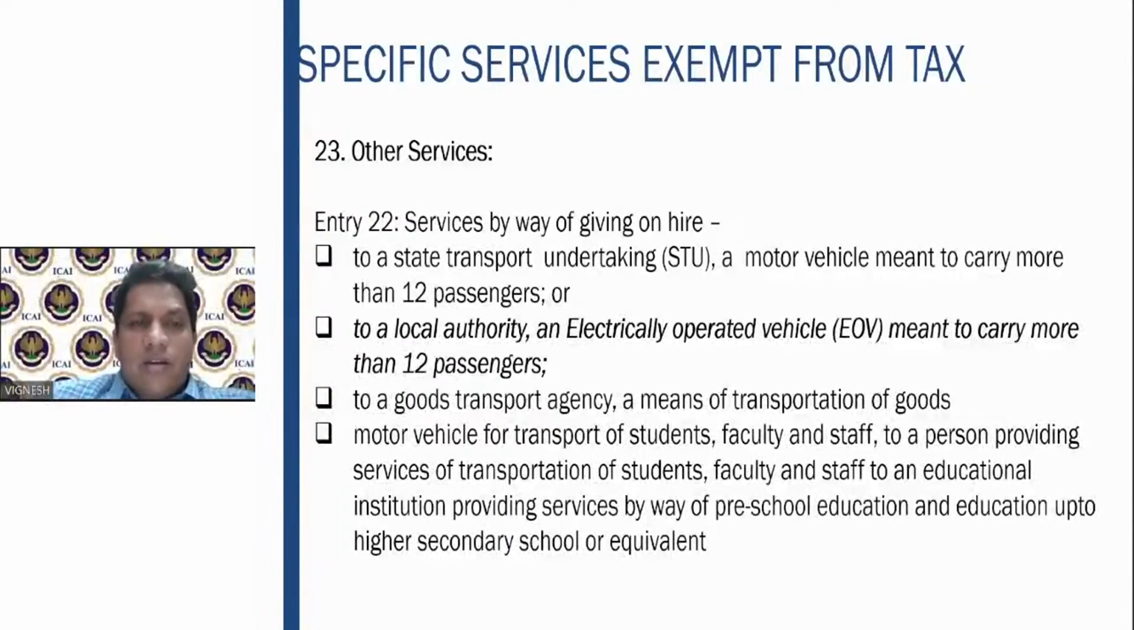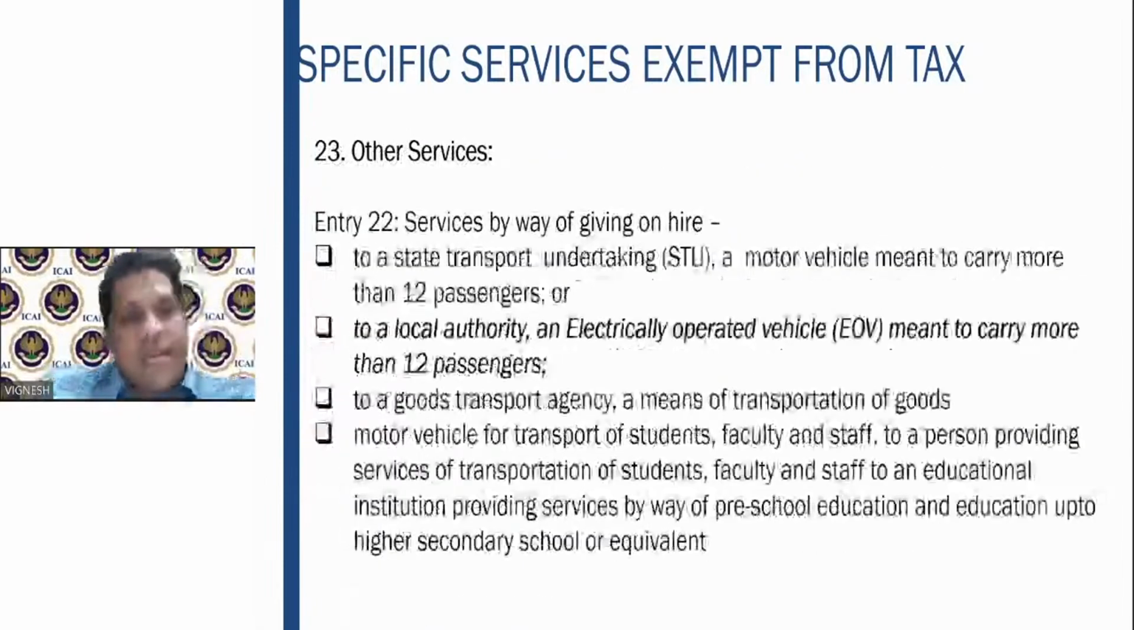Services by way of giving on hire to a state transport undertaking a motor vehicle meant to carry more than 12 passengers, or to a local authority an electrically operated vehicle to carry more than 12 passengers, to a goods transport agency motor vehicles, to a person carrying transportation to an educational institution providing pre-school education and education up to higher secondary school or equivalent. Fine. So if you are giving on hire a motor vehicle to a person providing the services of transportation, I hope you got this point. The hire of vehicles to the first one is the state transport undertaking, second one is local authority, third one is goods transport agency for transportation of goods, that is exempt.